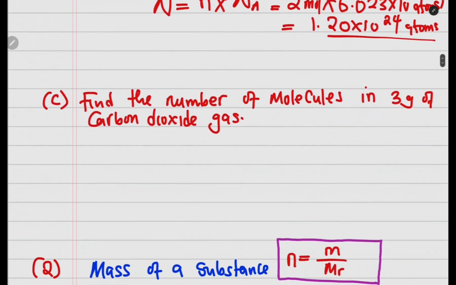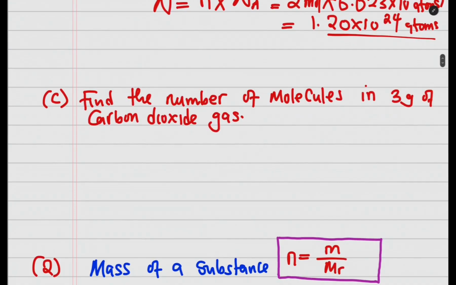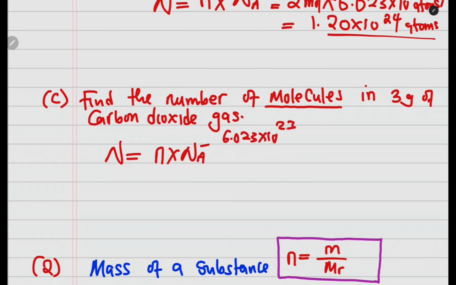Let us have a look at the third question, or the third example. Find the number of molecules in 3 grams of carbon dioxide. Now, molecules is just the same as also find the number of particles. So you multiply number of moles multiplied by the what? The constant. This time around, just that we have molecules. Now, you know that the constant is already there, which is 6.023 multiplied by 10 to the power 23.